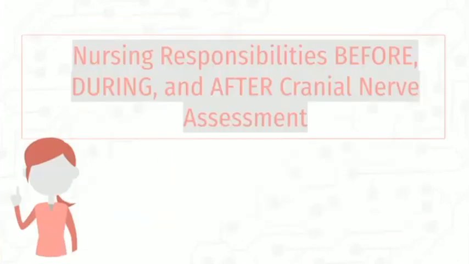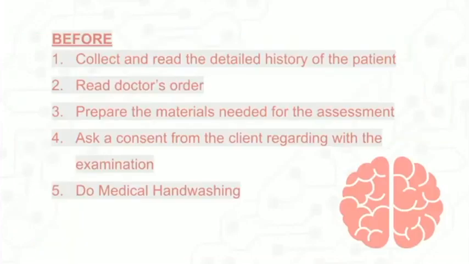Let's continue and discuss the nursing responsibilities before, during, and after the cranial nerve assessment. Before: first, collect and read the detailed history of the patient. Second, read the doctor's order to make sure you're giving the right assessment for the right patient. Third, prepare the materials needed for the assessment to save time and energy. Fourth, ask consent from the client regarding the examination so that she can be participative and aware about the assessment. Fifth, do medical hand washing to reduce contamination.